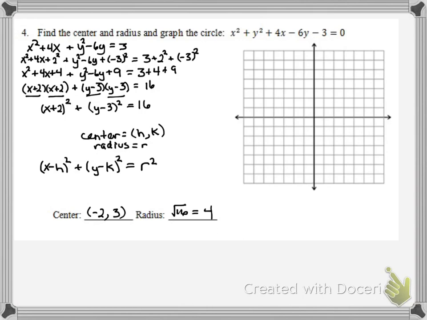So what I'm going to do to graph this circle, that's my last step, I'm going to go to negative 2, 3. Let me make that slightly bigger. Let's try that again. Negative 2, 3. I'm going to go up 4 units. Sorry, I'm going to go right 4 units. Down 4 units and left 4 units. Close enough. And then I'm going to connect those with a circle.